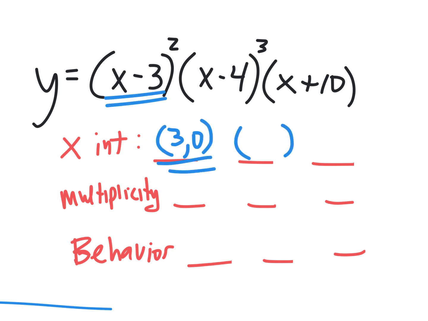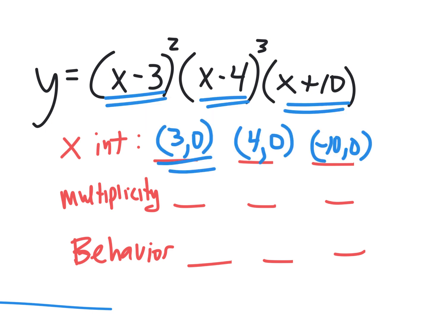And then the other one would be, for this one, would be 4. And since it's an x-intercept, its y is 0. That's what you got to keep saying to yourself, is the x-intercept has y is 0. And this last one would be -10.